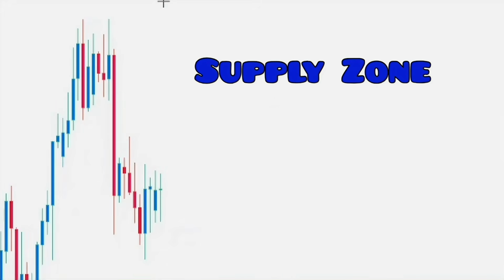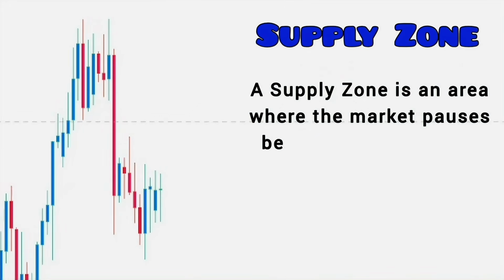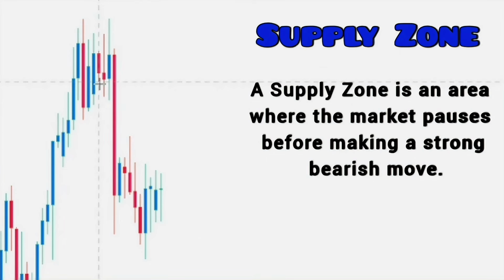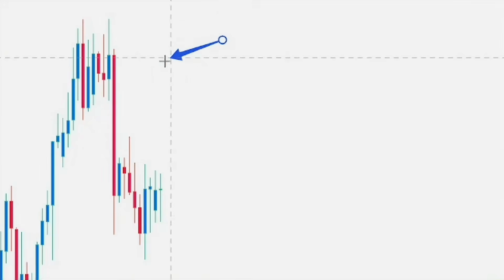Let us start with the supply zone. A supply zone is an area where the market pauses before making a strong bearish move. It tells us that sellers stepped into the market with enough strength to push price lower. Here is an example. Notice this strong bearish move.